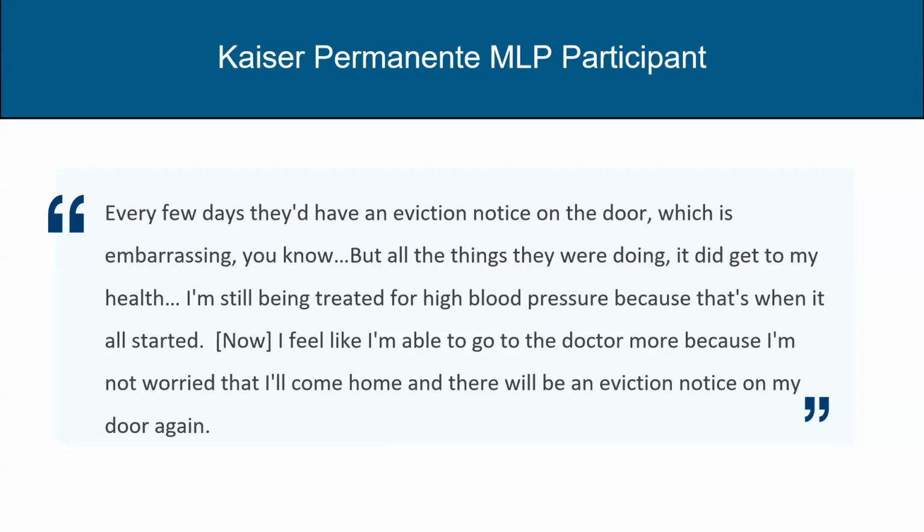Every few days, they'd have an eviction notice on the door, which is embarrassing, you know, but all the things they were doing, it did get to my health. I'm still being treated for high blood pressure because that's when it all started. Now I feel like I'm able to go to the doctor more because I'm not worried that I'm going to come home and there'll be an eviction notice on my door again.